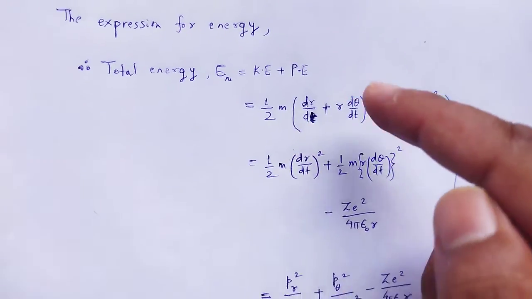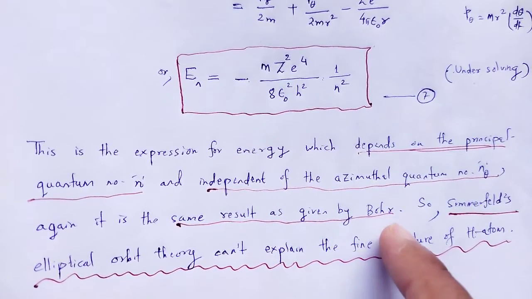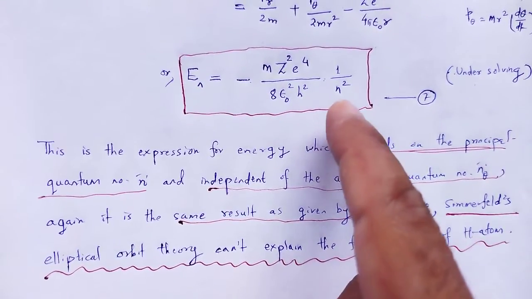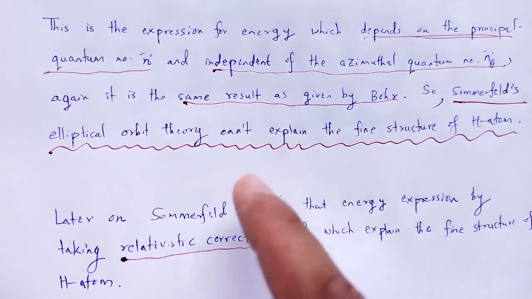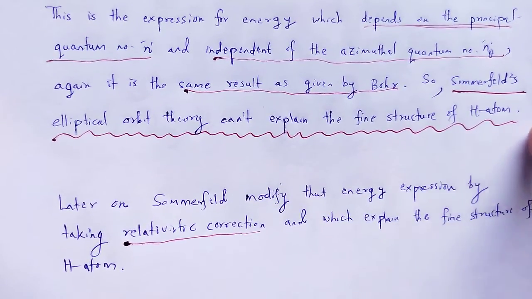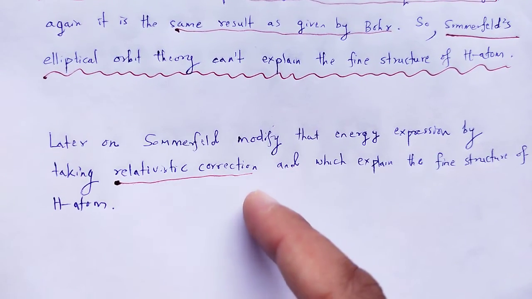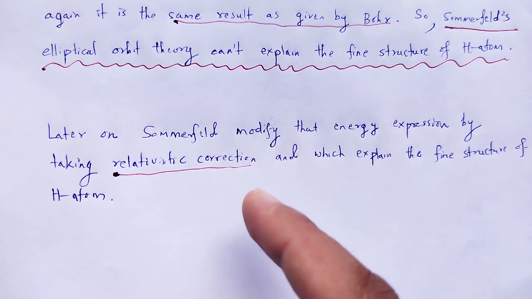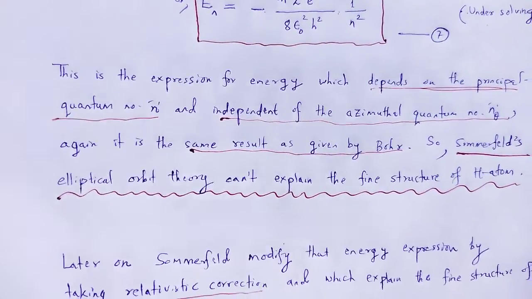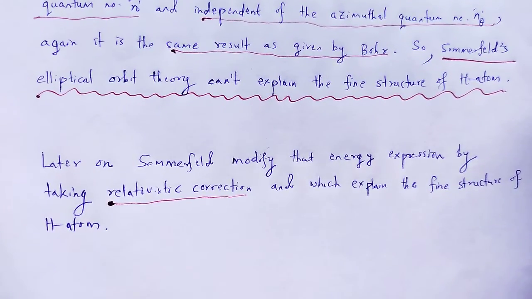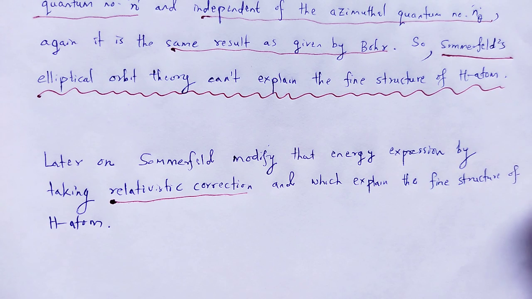Then the expression for energy is equal to the expression proposed by Bohr, and it is confirmed that Sommerfeld's elliptical orbit theory can't explain the fine structure of the hydrogen atom. But later on Sommerfeld corrected it by taking the relativistic approach and correction to the energy term, and finally it explains the fine structure of the hydrogen atom. So with these useful and informative notes, let me wind up the session. Thank you.